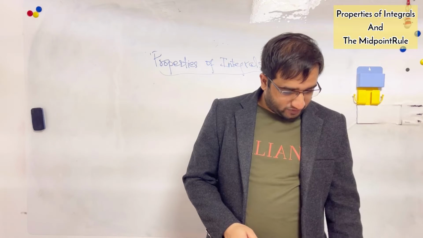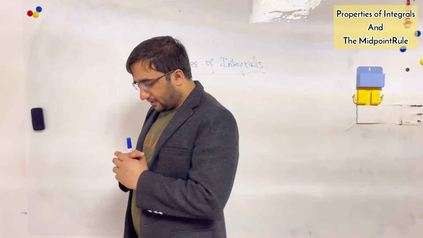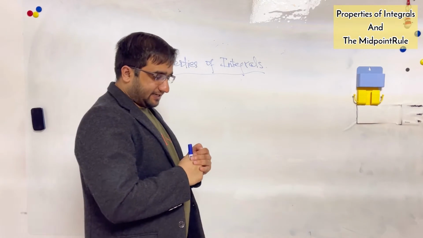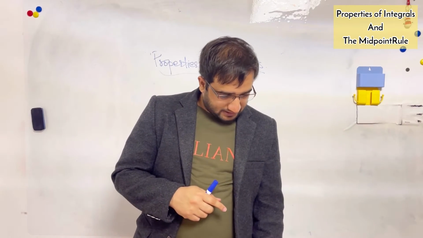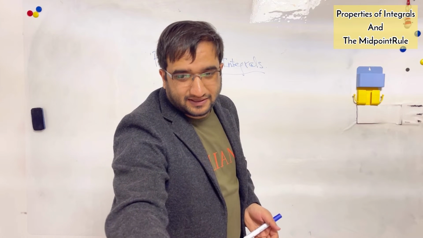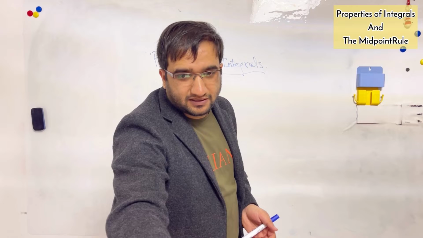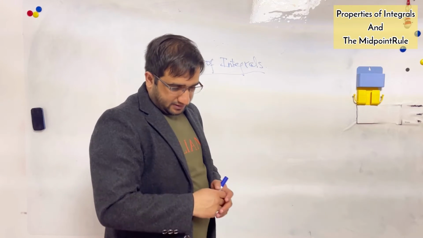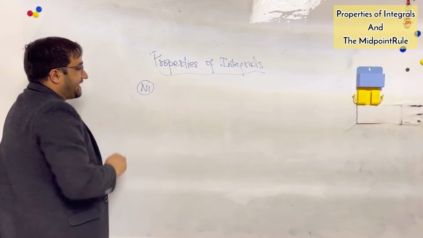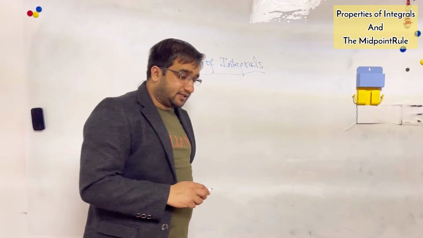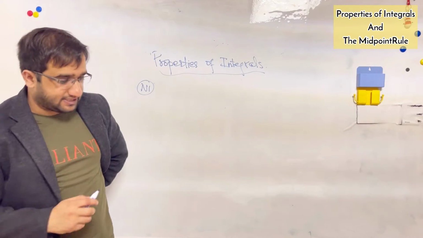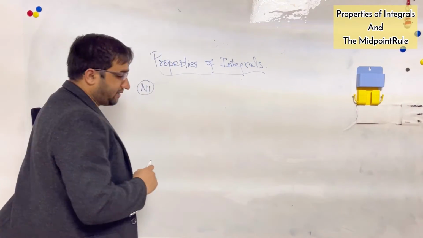So we are gradually moving towards the integrals, and we are already actually into the integrals, and we have some properties to go further. The first property is, we have named them n1, n2, and they go maybe up to n10 or 11. So we have 10, 11 properties, and we are going to discuss them one by one.